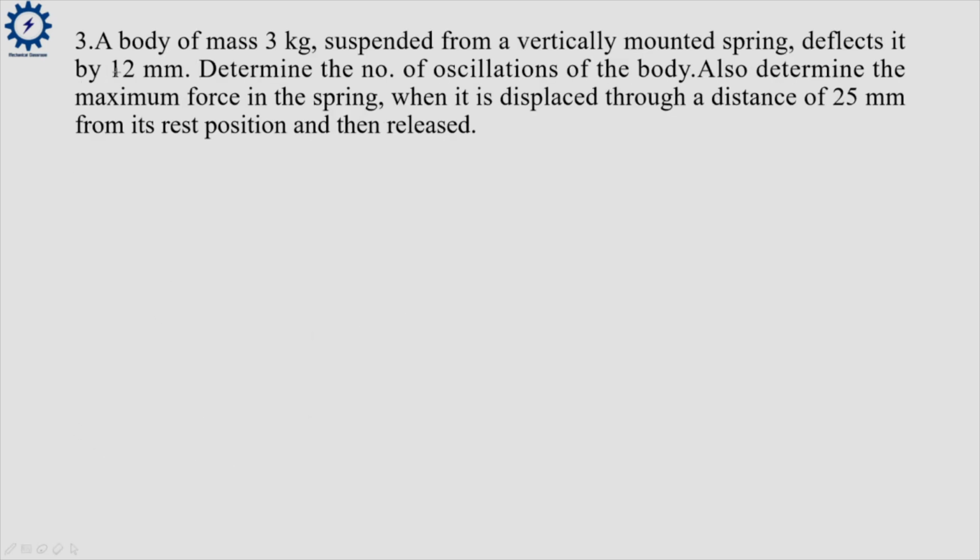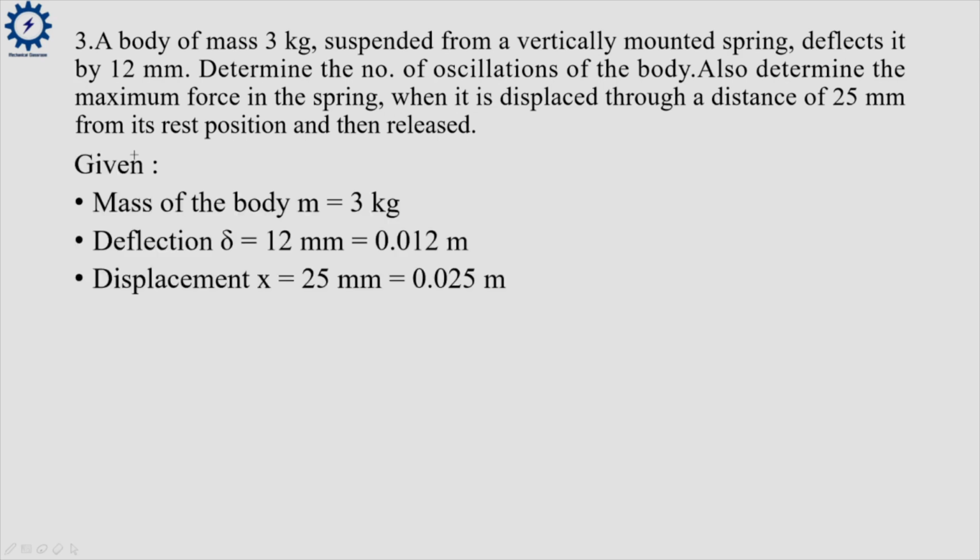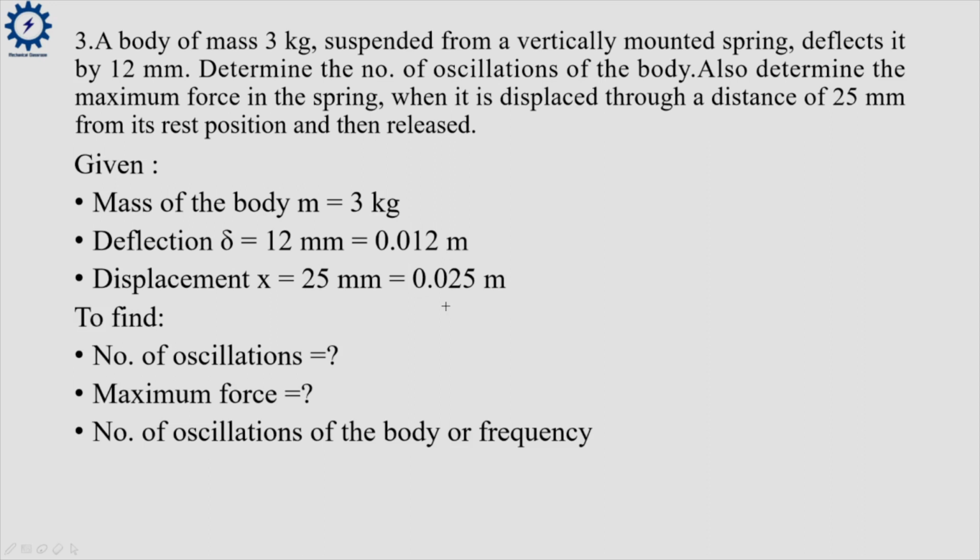Now another problem: a body of mass 3 kg suspended from a vertically mounted spring deflects it by 12 mm. Determine the number of oscillations of the body. Also determine the maximum force in the spring when it is displaced through a distance of 25 mm from its rest position and then released. First of all, write given data. Here mass is given as 3 kg, delta as 0.012 meter in SI unit, H is displacement, H is 0.25 meter. What we have to determine is number of oscillation, maximum force.